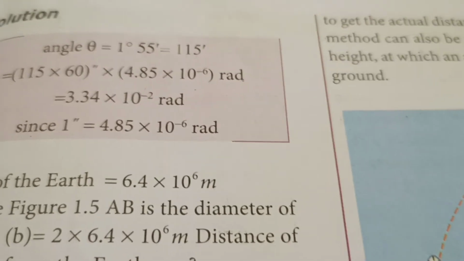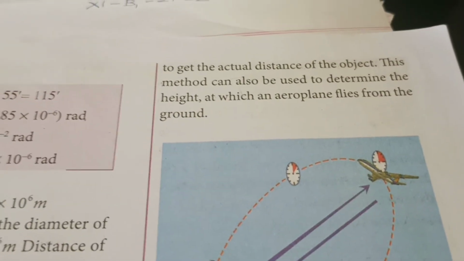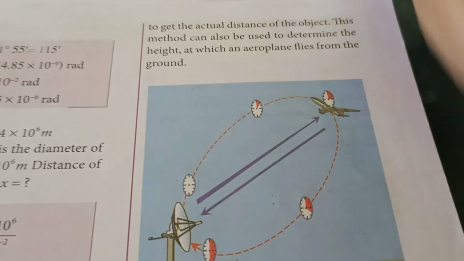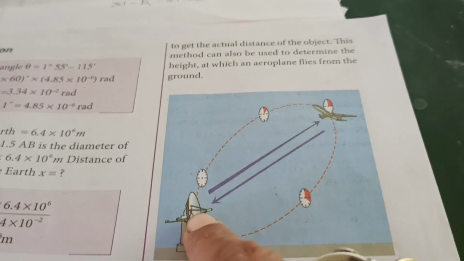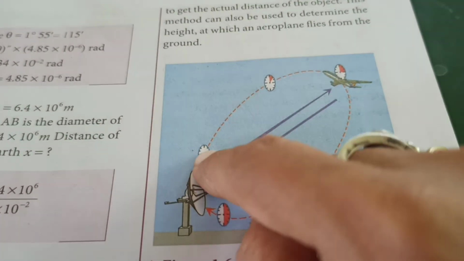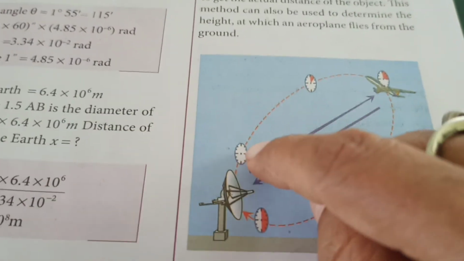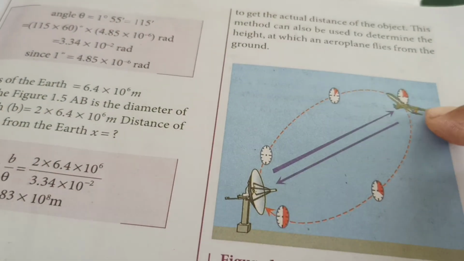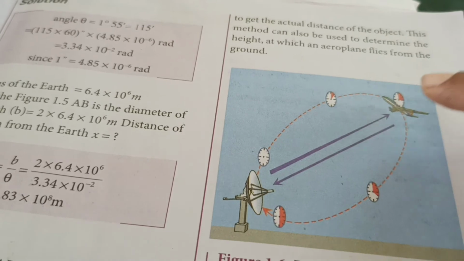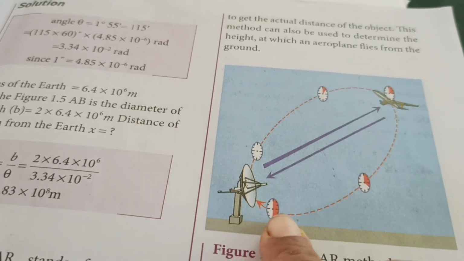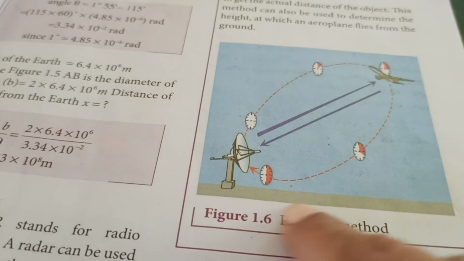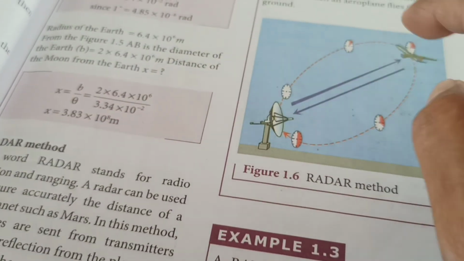So to get the actual distance of the object, this method can be used to determine the height at which an aeroplane flies from the ground. Okay, this is the radar. Radar signals, radio waves, are sent from the transmitter, and they are incident on the aeroplane, reflect, and come back to the receiver. So here the radio waves travel 2 times, so it is divided by 2.